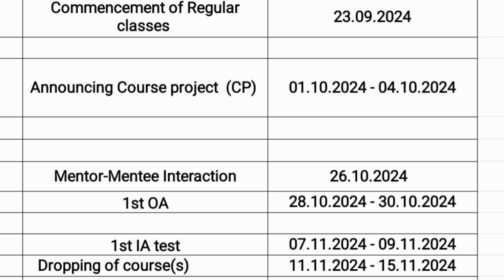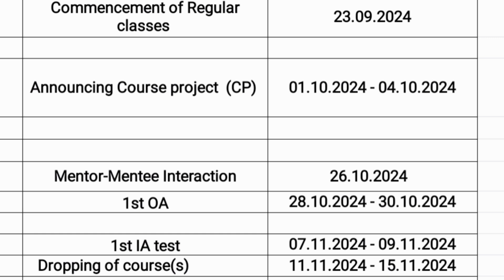mentor mentee interaction, right? Where between 26th of October, 2024, right? So this will basically help new students get connected with the old students and take their help. And then the first OA, which is, I think, orientation towards the exam and other things, right? So that will be around 28th to 30th of October.